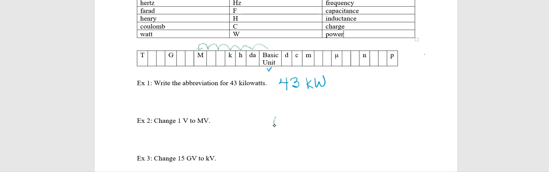We're going to take the number 1, the decimal being right to the right of it, and we're going to move 6 to the left. 1, 2, 3, 4, 5, 6. We fill empties with zeros. So 1 volt is the same as 0.000001 megavolts. A megavolt is a much larger unit, so it takes much less of it to be the same as a single volt. Next, we're doing 15 gigawatts, sorry, it's gigavolts, to kilovolts.